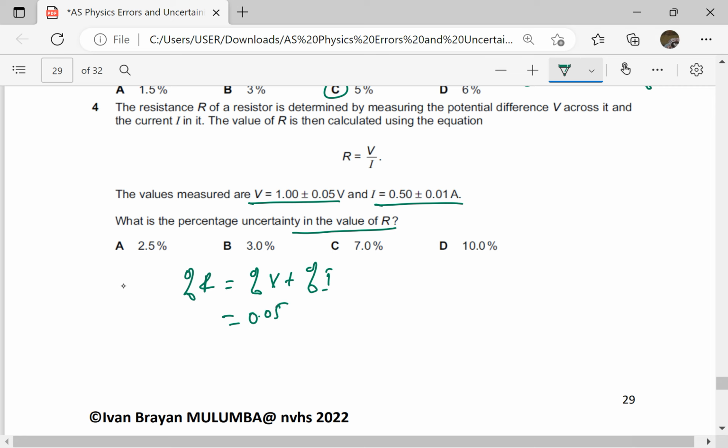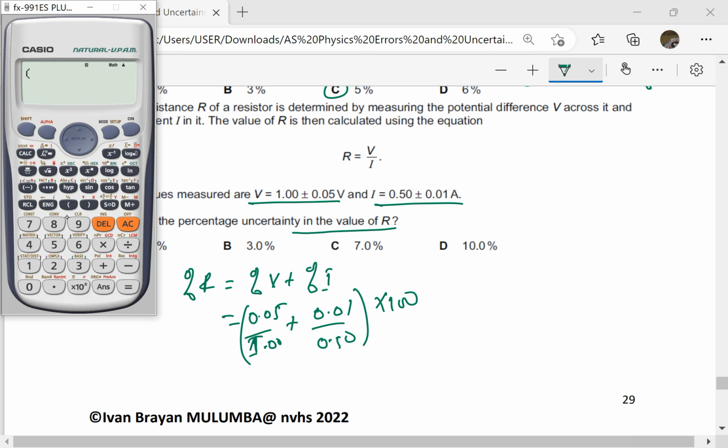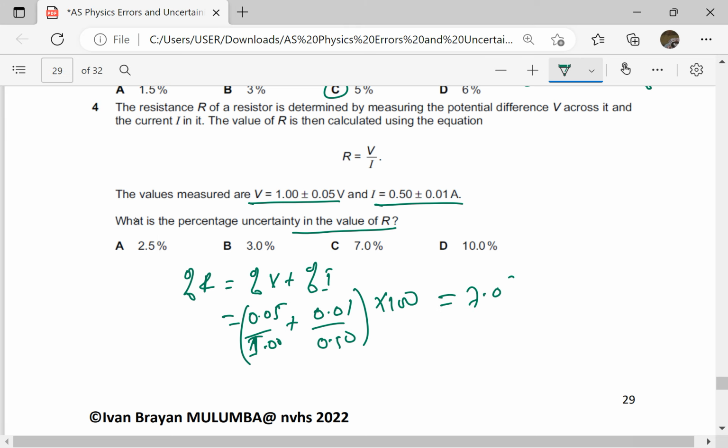V, 0.05 divided by 1.0, plus 0.01 divided by 0.50. Then this will be now times 100. So this is 0.05 divided by 1 plus 0.01 divided by 0.5, then times 100. So that gives us 7%. So this is 7.0%. So the answer is C.